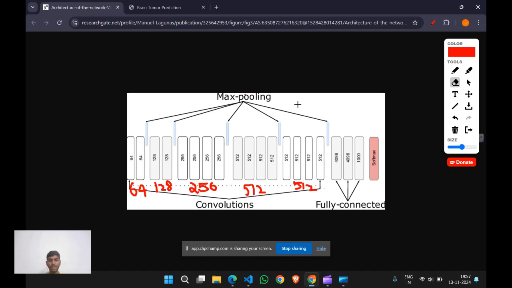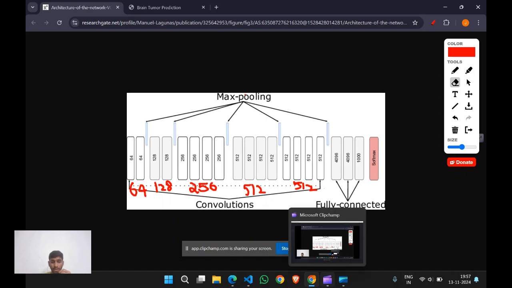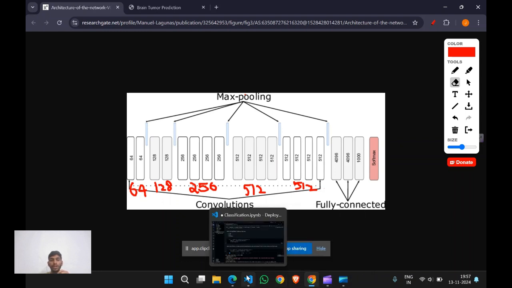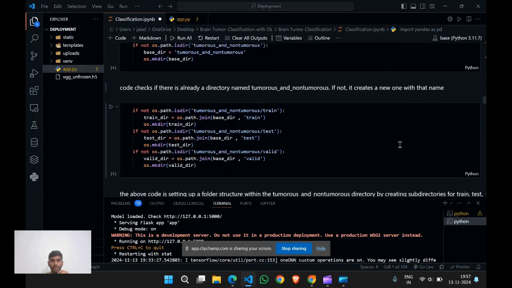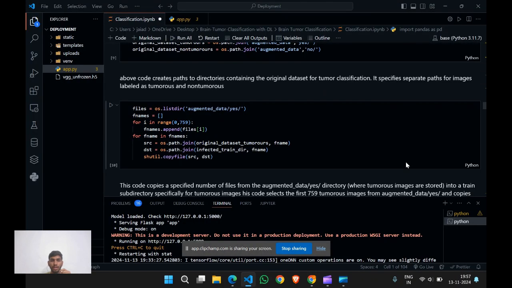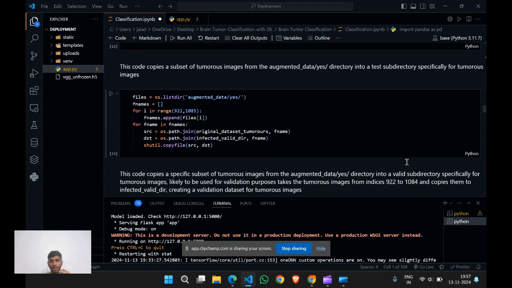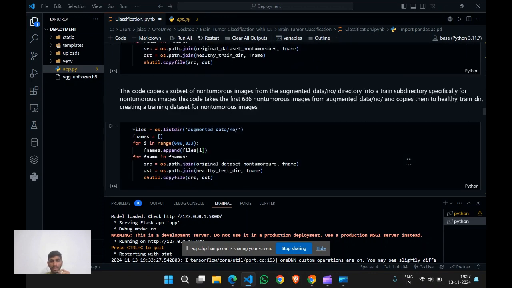Coming on to model fine-tuning and increasing the accuracy: previously, when we built the model, its accuracy was pretty low. So in order to increase it, I have used transfer learning. Transfer learning is done on VGG16. As I said before, there are five blocks, 16 layers of convolution layers, and in that, five blocks are split.